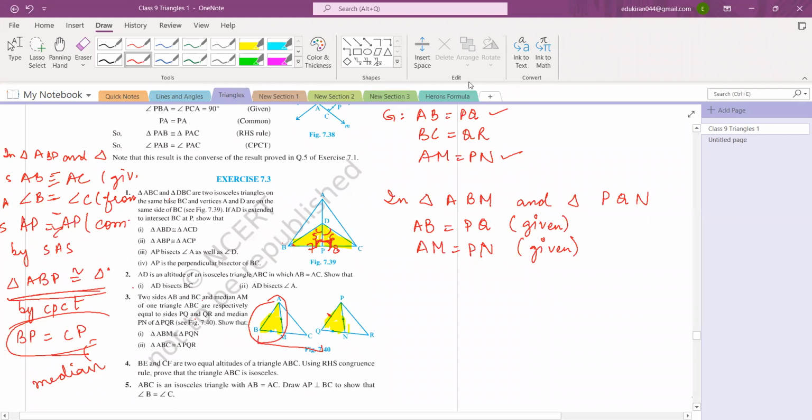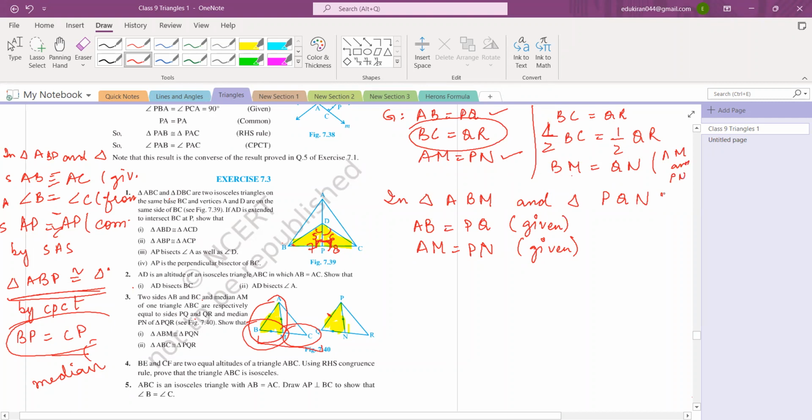So first of all, we need to show that BM is equal to QN, and it's very simple. Just make use of this thing here. It is already given that BC is equal to QR. So that means half of BC is equal to half of QR, isn't it? Yes, ma'am. Since AM is a median, I can write that BM is equal to QN, because half of BC is equal to half of QR. BM is half of BC, and QN is half of QR. Write it in brackets, AM and PN are medians.